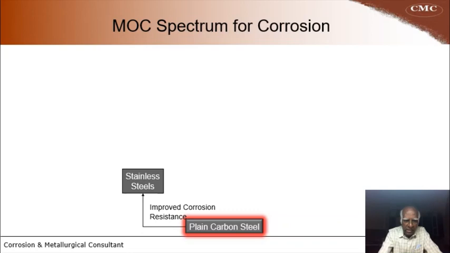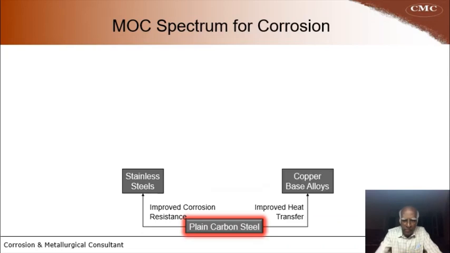For very high corrosion resistance, improved corrosion resistance, if that is a requirement, then we should go for stainless steels. In addition, if improved heat transfer is the main condition, like heat exchangers, refrigeration coils, heaters, etc., then we should go for heat conductive materials like copper-based alloys. Copper, brass, etc. are more conductive than carbon steel and also stainless steel.